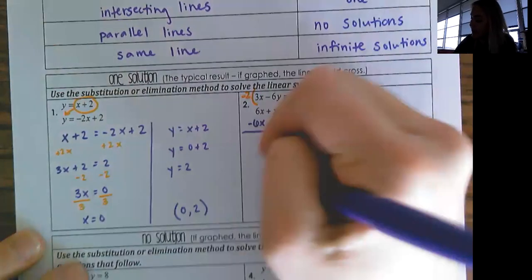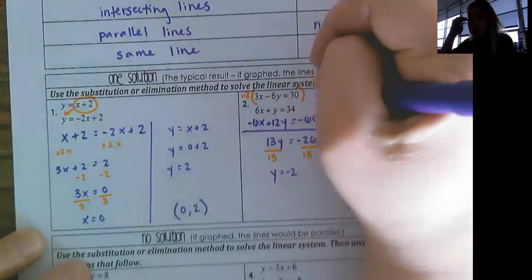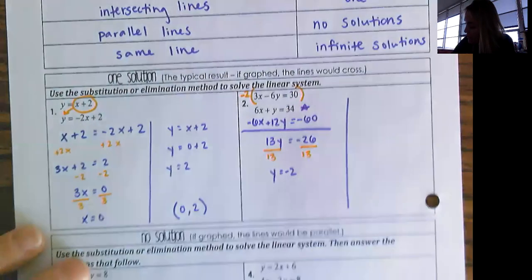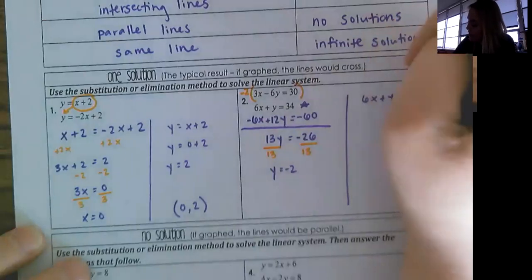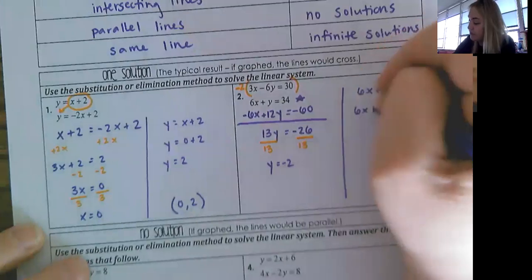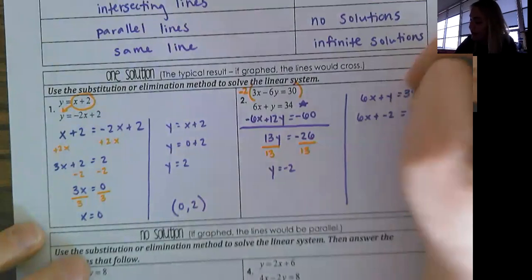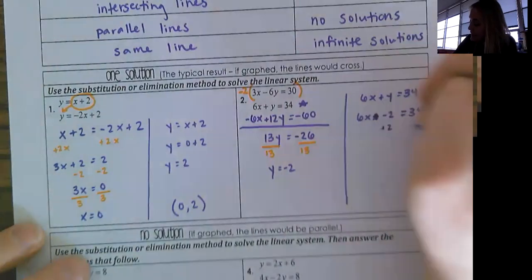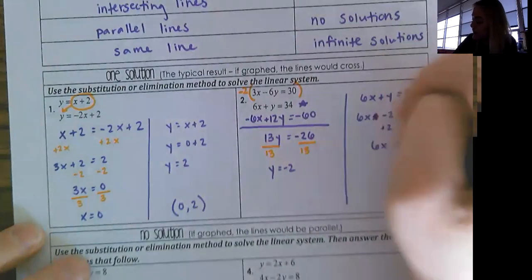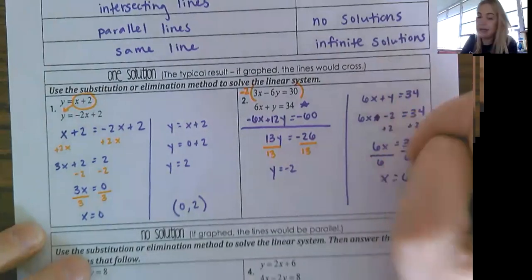I would like to replace it back into the, let's go with the second equation because I don't have to multiply the y by anything. So I have 6x plus y equals 34, and that would be 6x plus negative 2 equals 34. Ugh, I hate that I wrote plus negative 2, but I'll live. Let's just pretend like that plus sign is not there. I can add 2 to both sides, and 6x equals 36. Divide by 6 on both sides, x equals 6. So my final solution is 6, negative 2.